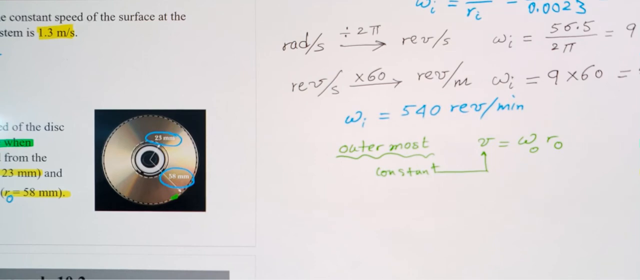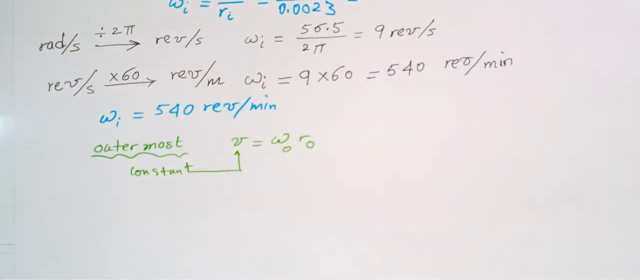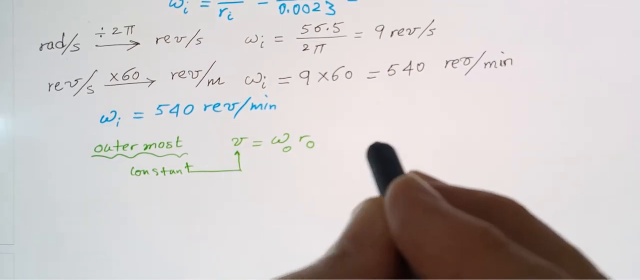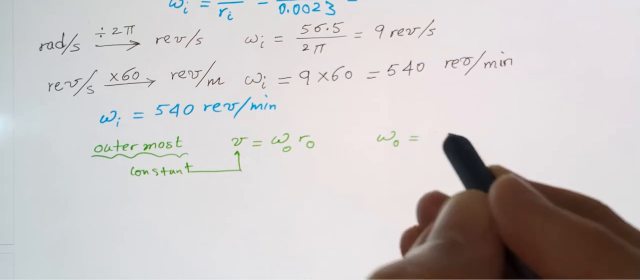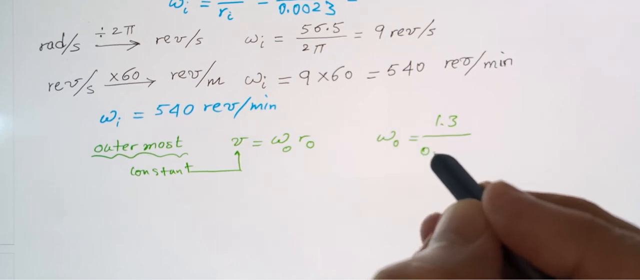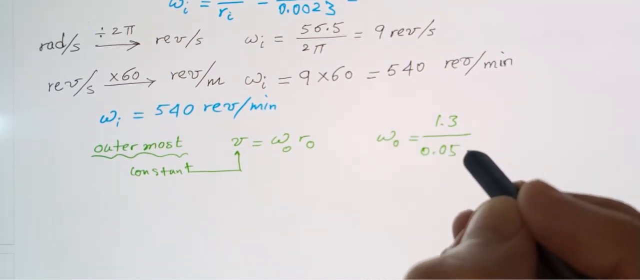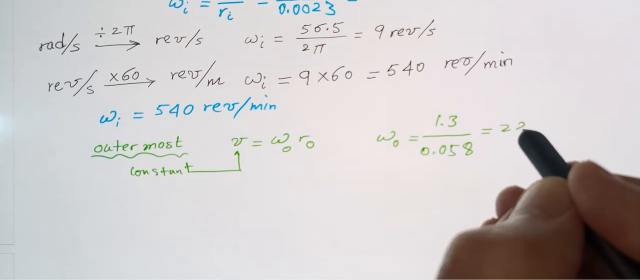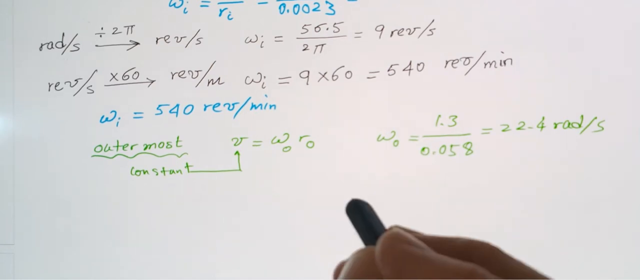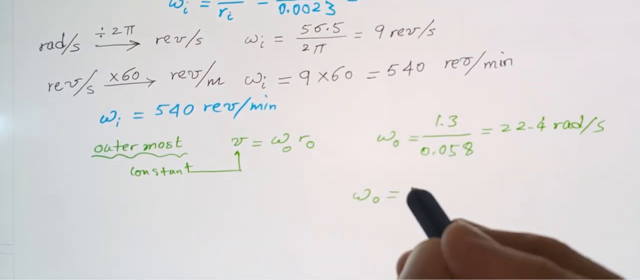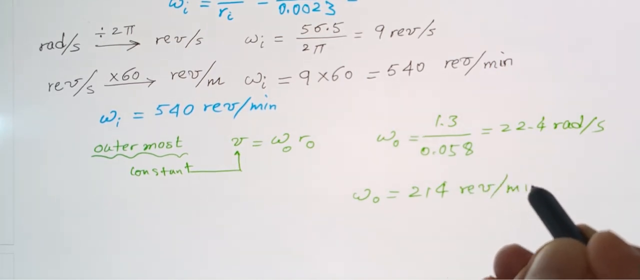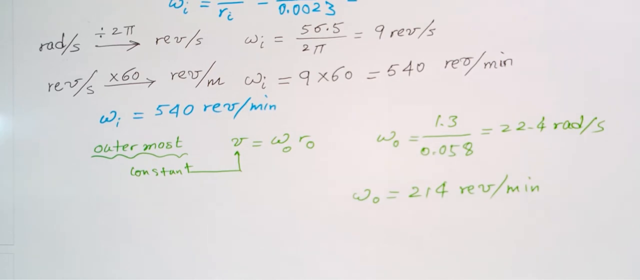So we need to adjust the angular speed to keep the linear speed constant. So that means omega outer is 1.3 divided by 0.58, and it is 22 radian per second. And when you do the conversion for the outer one, it is 214 revolution per minute.